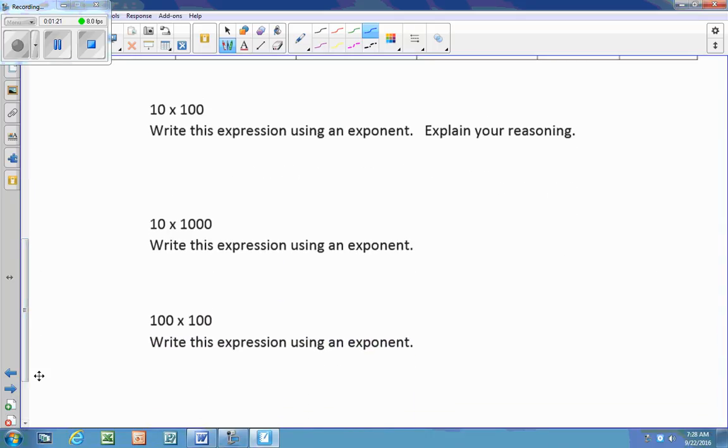So we're going to look right here, and it says to write this expression using an exponent. So the first thing I'm going to do is look at this, and I'm going to multiply. I ignore all my zeros, and I just do 1 times 1, which is 1. And now I put all my zeros back in. There were 3 zeros, 1, 2, 3. And now I have 1,000.